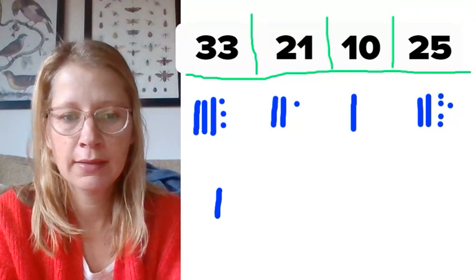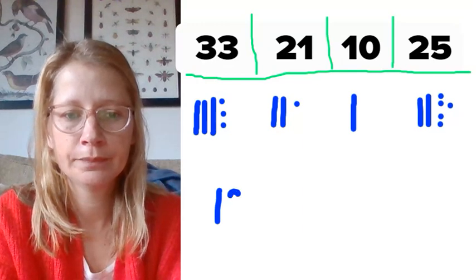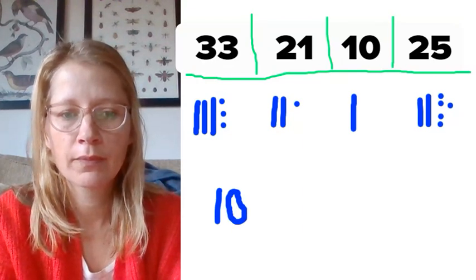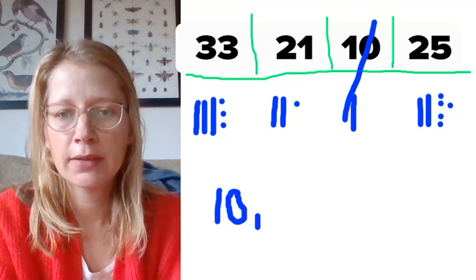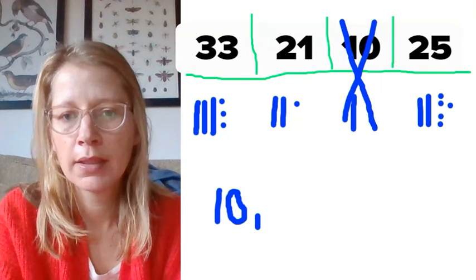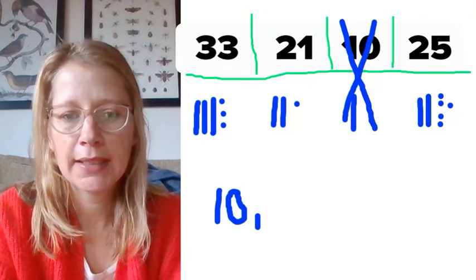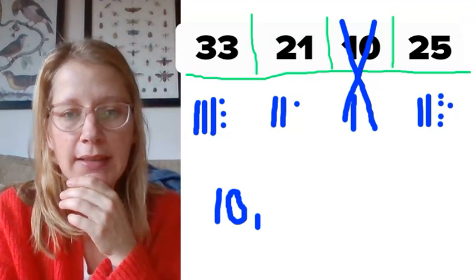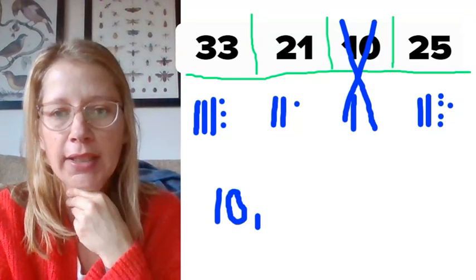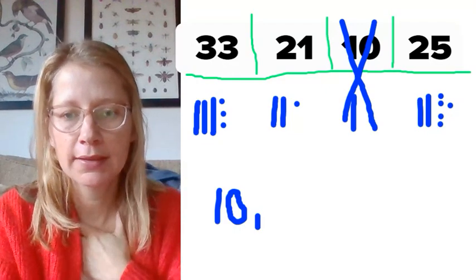So I know that my number 10 is going to go first. So I'm going to put 10 here. I'm going to put a little comma. Okay, I'm going to X out number 10 because I've already used it. That's helpful for me. All right, that is my least, the number that is the least in my group of numbers. So I need to look and see what number comes next.